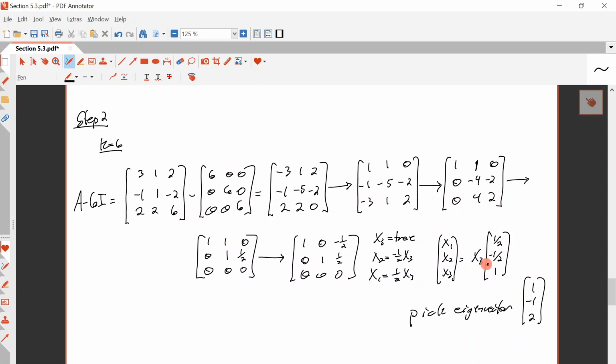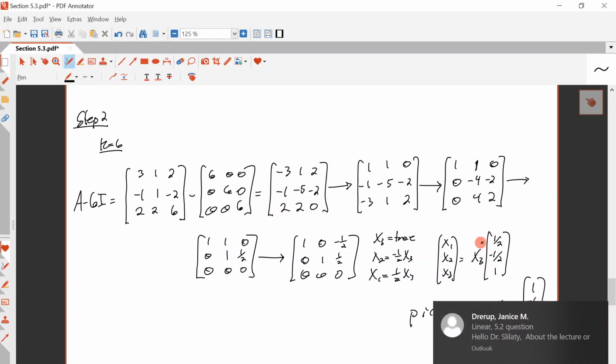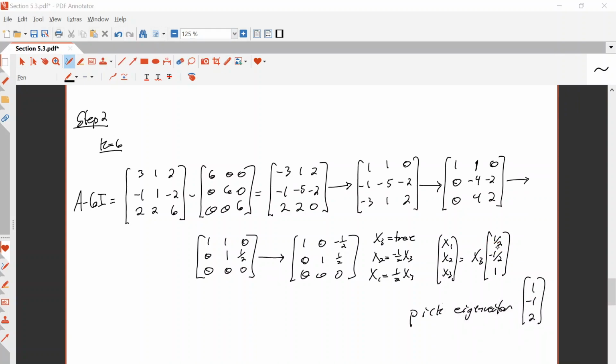Anything in the eigenspace is already an eigenvector. So I mean, I can pick x3 to be 1, or I can pick x3 to be 2 and pick that eigenvector. So there we go. 1, minus 1, 2. It's not linearly independent from this, of course. You can't get more than 1. That's linearly independent.